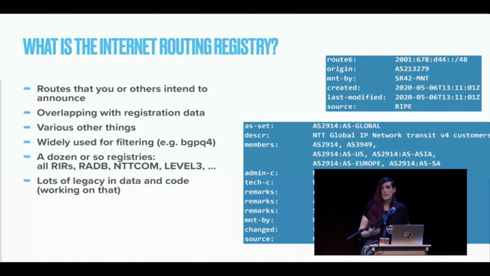But there are a number of automated tools for building filters based on IRR data, like bgpq4. And there are a number of different registries. There's about a dozen that are well-known and popular, in different sizes, with different policies. Some of them are free. Some of them are very restrictive on their data. Some are more liberal. And a lot of them mirror each other's data.